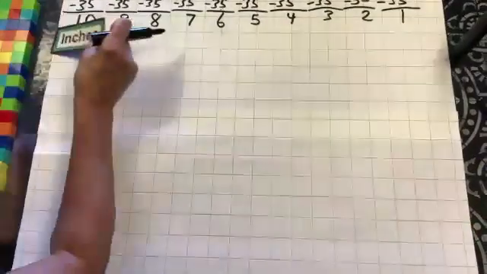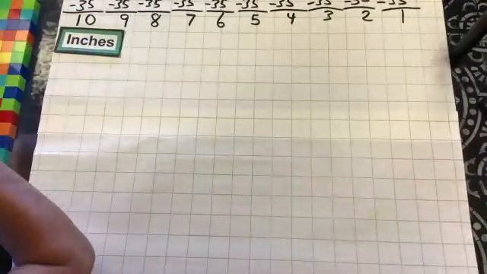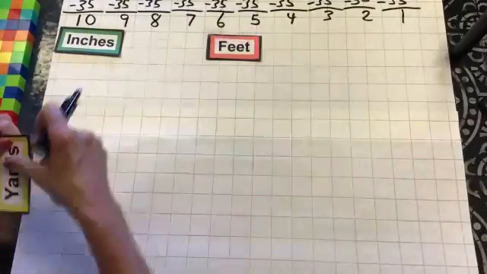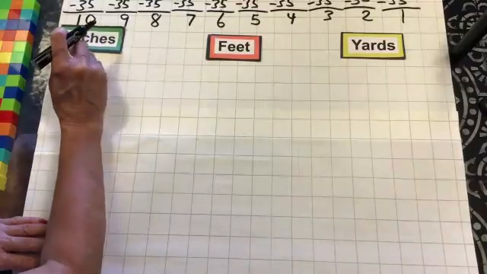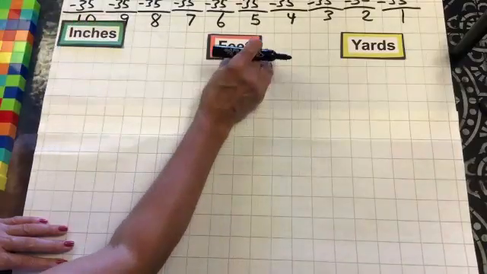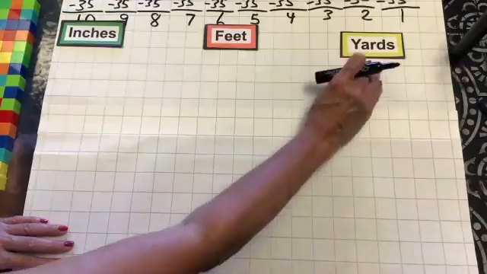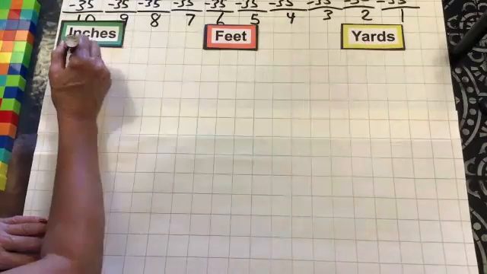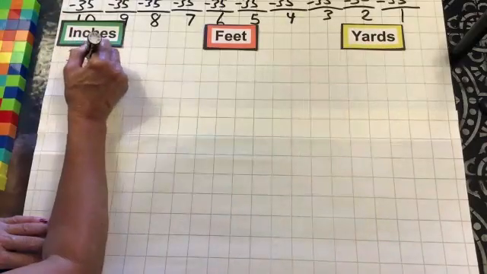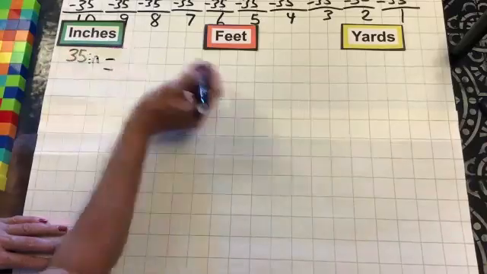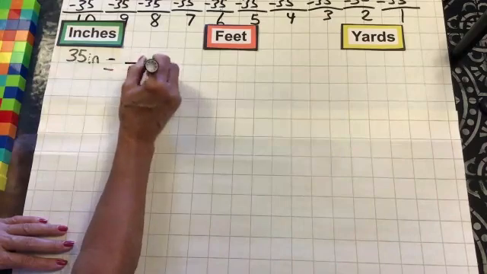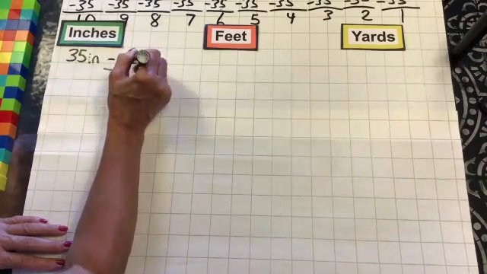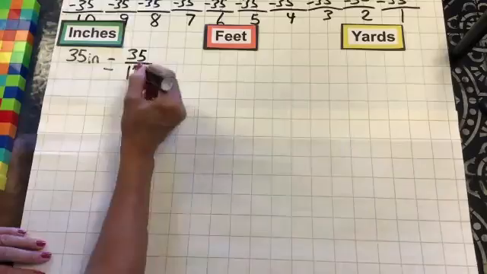Good old measurement. Inches, feet, and yards. So we have 35. I'm going to move those up a little bit so we save some space here on our paper. Boop. Hopefully everything you can see. So we're going to go with 35 inches, which equal, we know it takes 12 to make a foot. So we're going to put that over 12. And then we're going to divide that out.